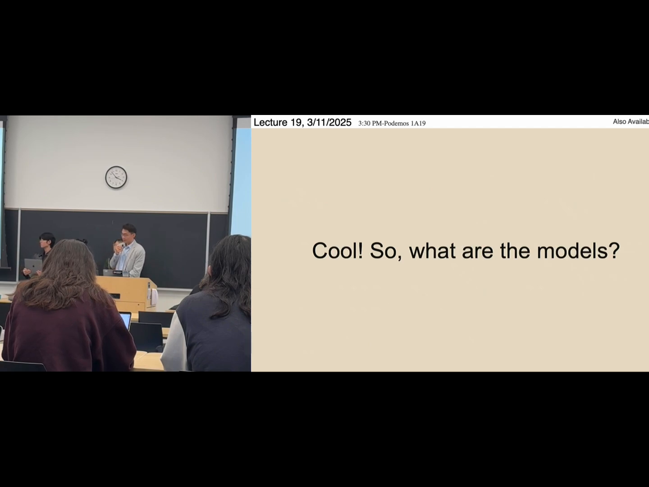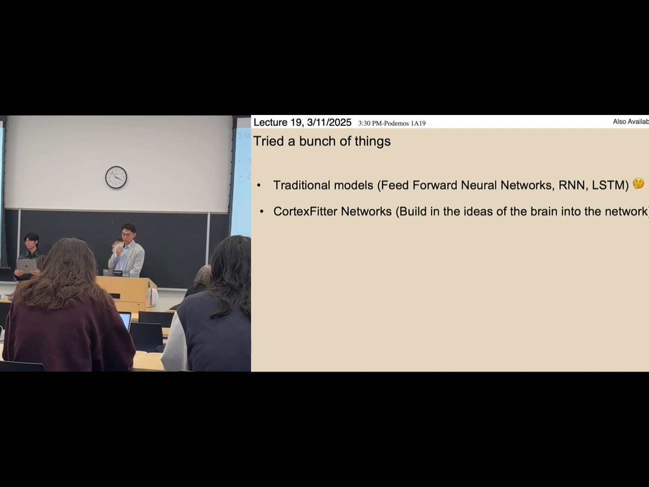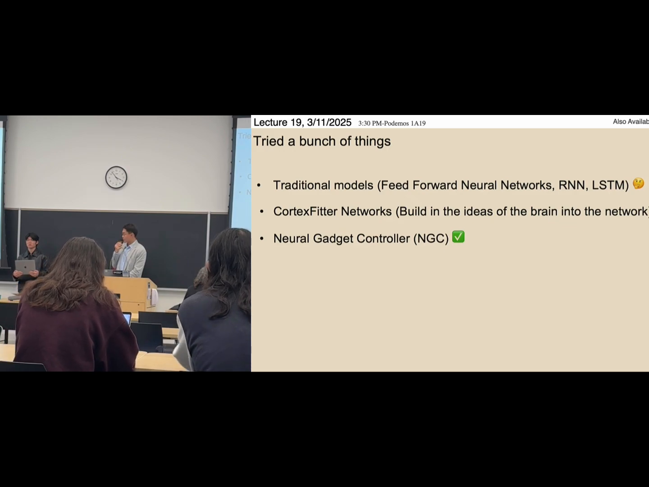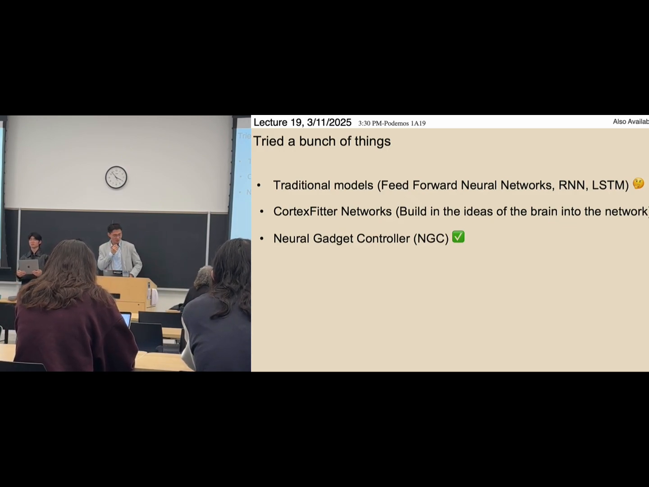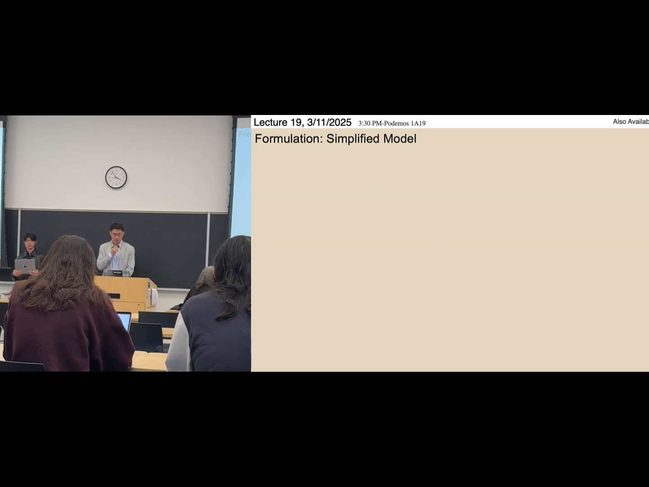Cool. So what can we do with the models, right? A bunch of things. We did some traditional neural network model, a cortex fitter model, where we tried to build the whole LC idea into the neural network directly. That didn't work, by the way. The thing that actually worked was the neural gadget. The difference between the second and third is that the third is sort of a neural network playing around with the LC system. And then it's an uncertainty model. It incorporates some sense of memory, and it incorporates modulation because it's the self-learning gadget.